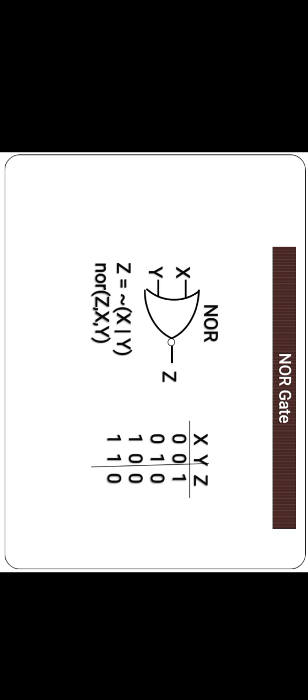For 0, 1, the output is 0. For 1, 0, the output is 0. For 1, 1, the output is 0. The application of NOR gate is it can be used to implement any digital circuit. The Boolean expression of NOR gate is Y equal to (A plus B) the whole bar.